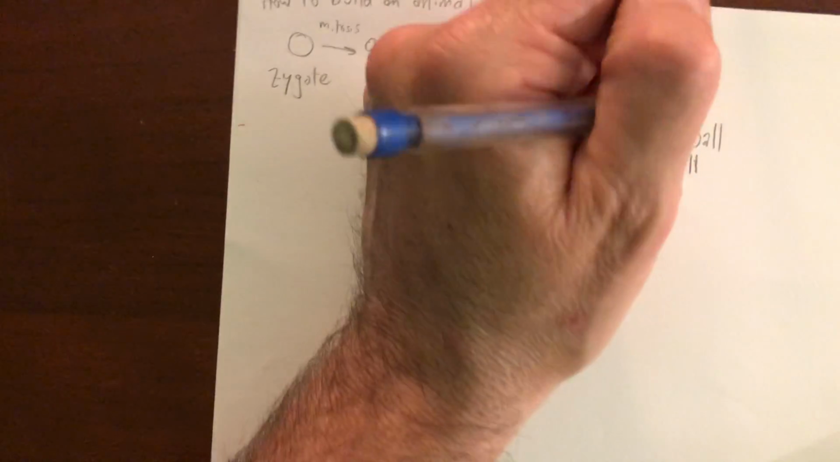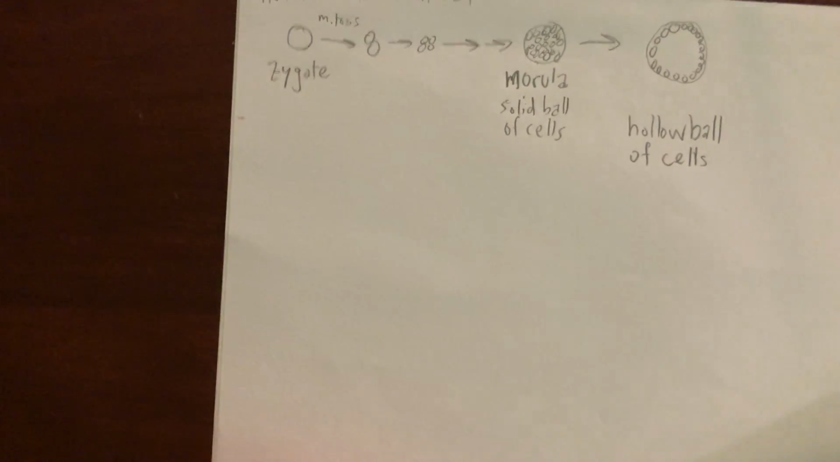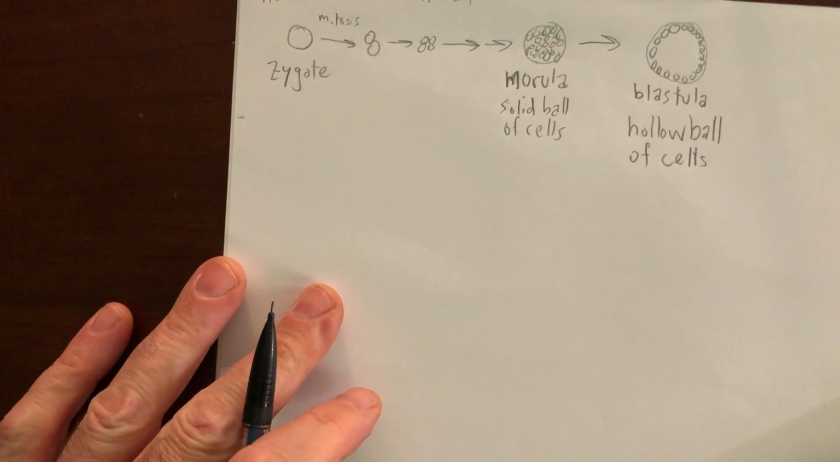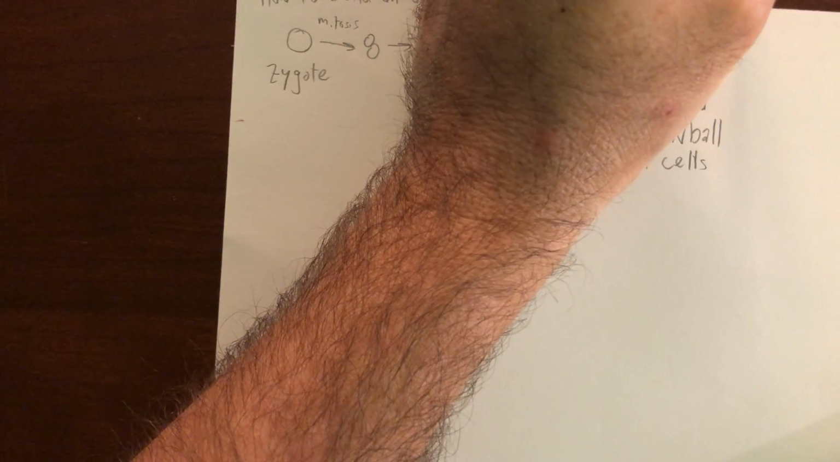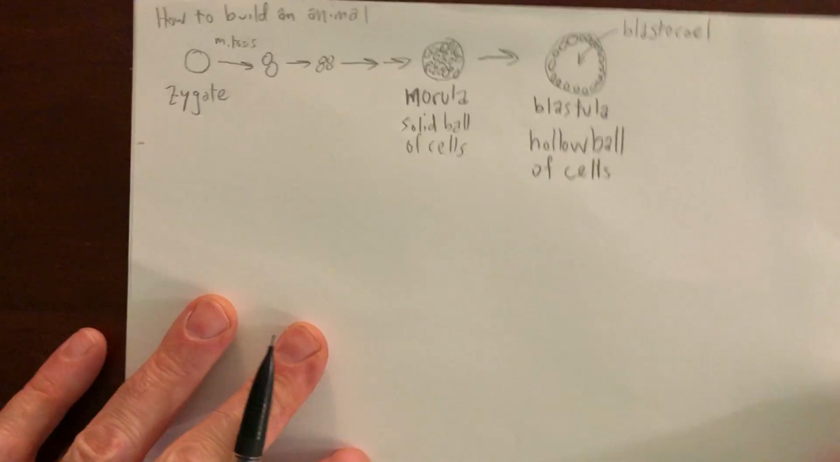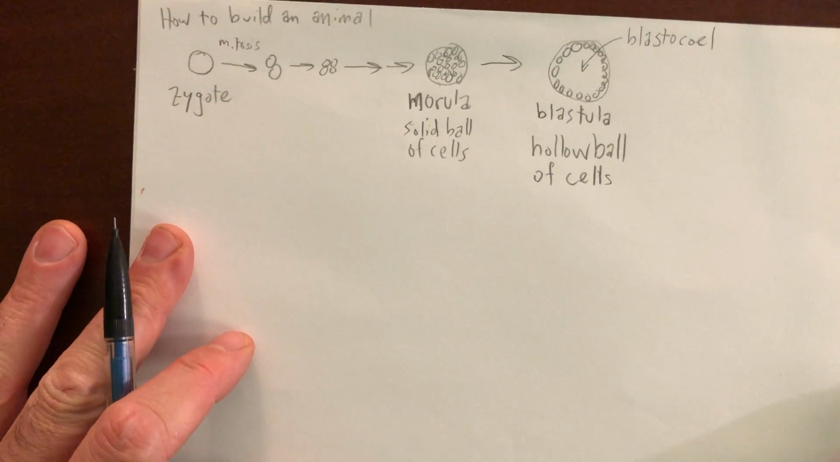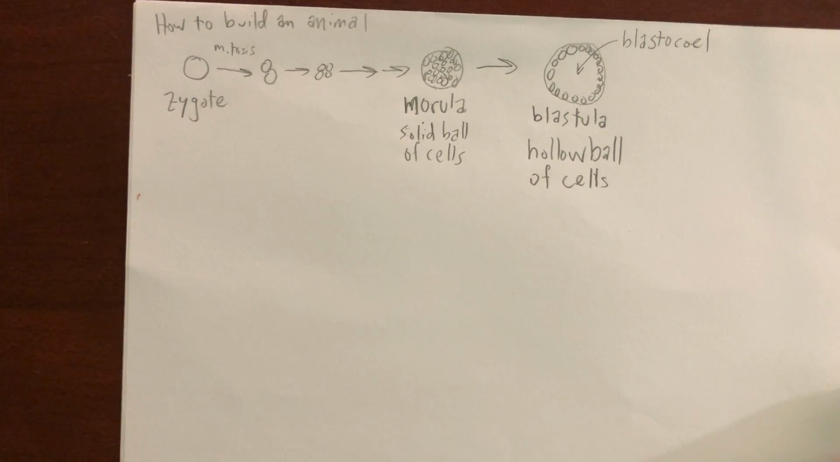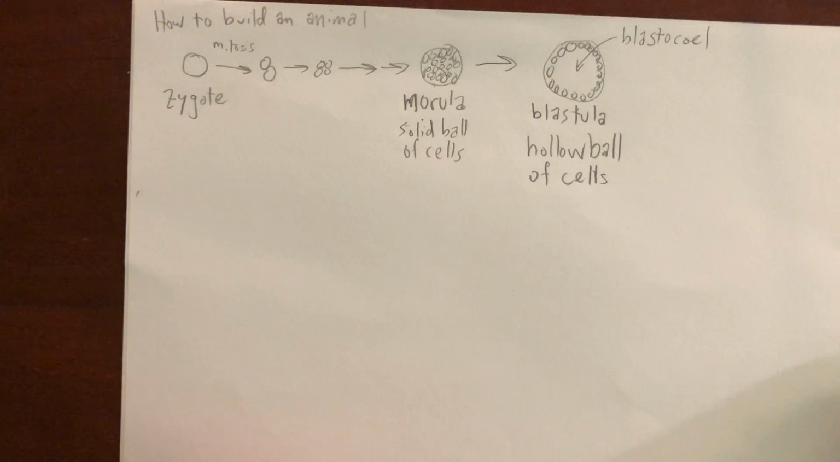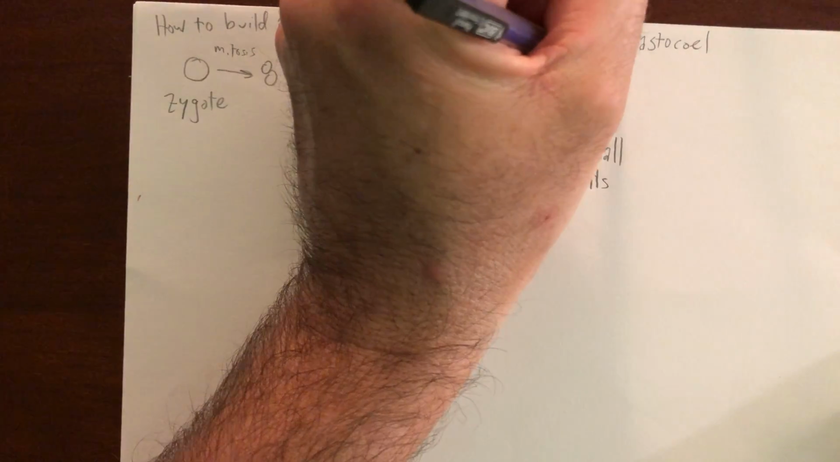This hollow ball of cells is called a blastula. And a blastula has a cavity inside of it, which is called a blastocoel. Okay, so the blastocoel is this cavity inside this hollow ball of cells, which is the blastula. Okay, next thing that happens.